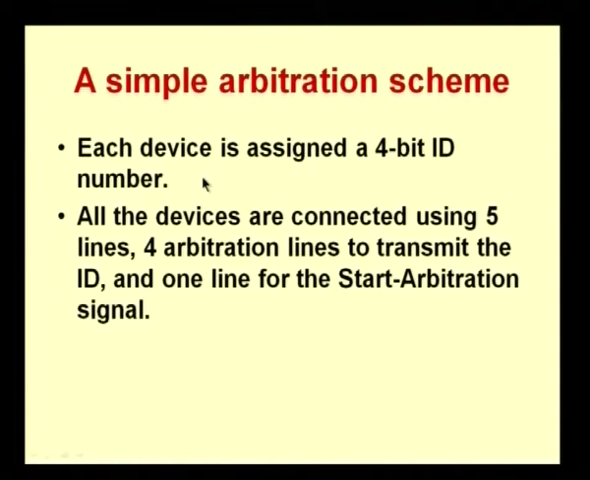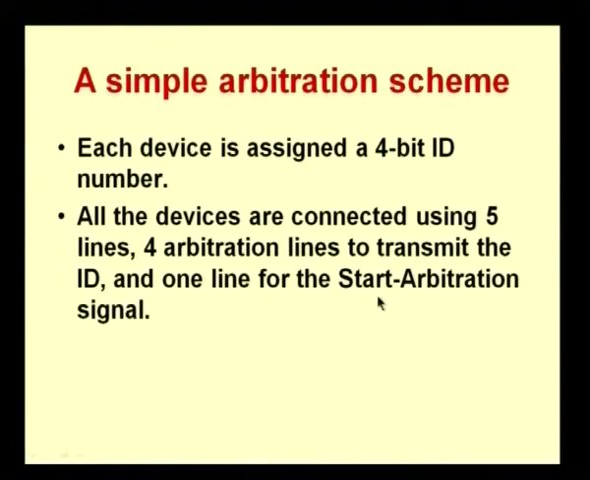In the scheme that we will look at, we will assume the following. Let us say for instance that each device is assigned a 4-bit ID number, which means you can have up to 16 devices, each given a 4-bit ID number. For the purpose of arbitration, we have these 4 lines which are used for the ID, and there is another line called the start arbitration signal. So, all the devices are connected using 5 lines: 4 arbitration lines to transmit the ID, and 1 line which is called the start arbitration signal.